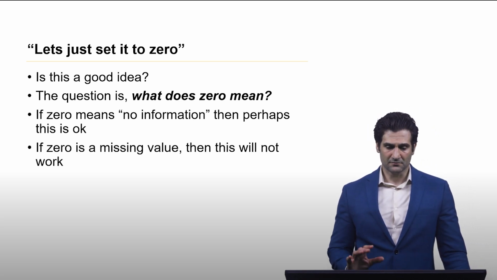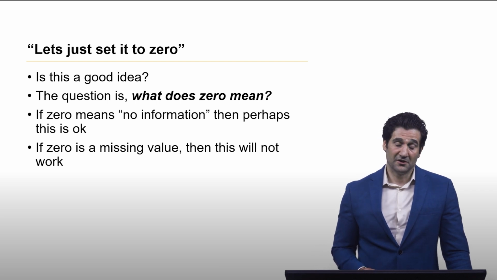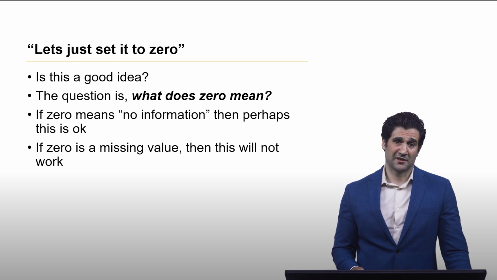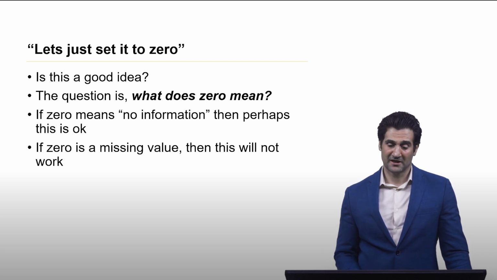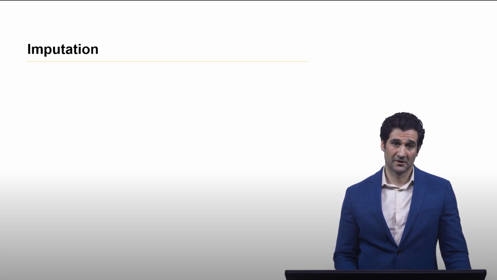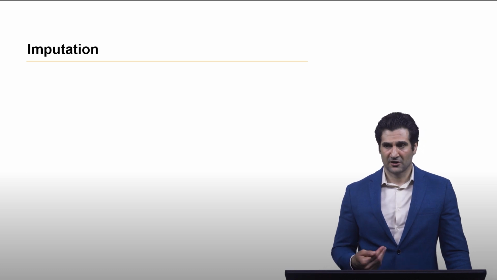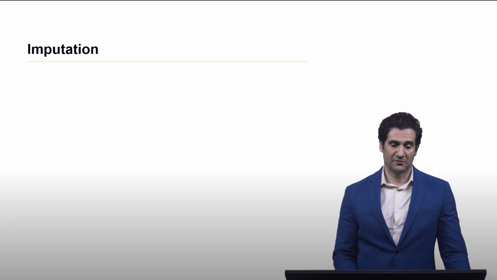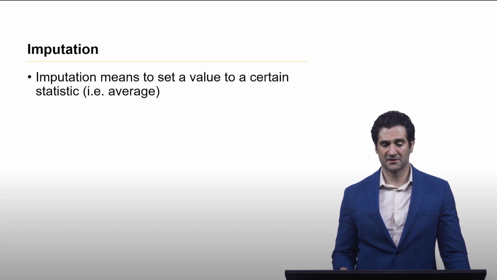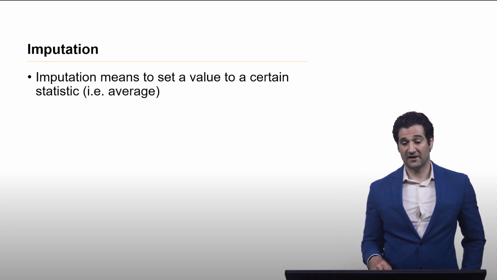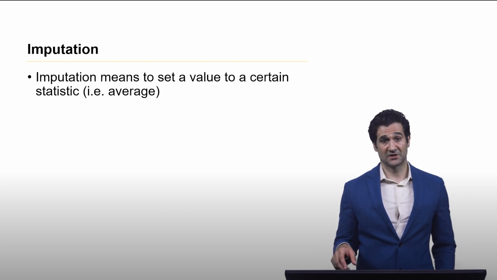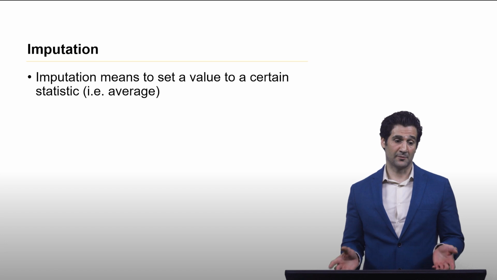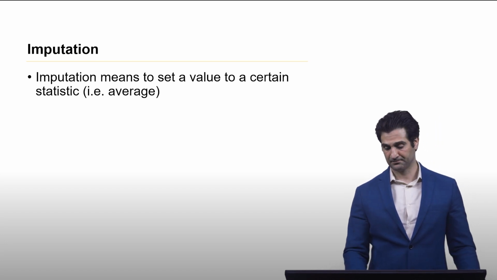But if it's a value and we're going to use it in something like a regression model, then in that case it might not work. So we have to look at other things besides this simple approach of setting to 0, and one is called imputation, and this means to set the value to a certain type of statistic of everything else, of all the other samples that have that value in the column.